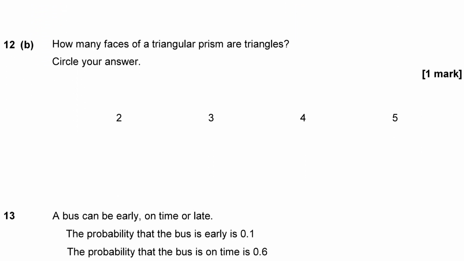Okay, 12b. How many faces of a triangular prism are triangles? Okay, again, there's no diagram here, so let's quickly sketch. Now, a triangular prism is like a Toblerone, isn't it? So you get a triangle at the front and then some straight lines and a matching triangle at the back. So how many of those faces are triangles? Well, you've got the front one, haven't you? That's a triangle, and the back one. And that's it. You've got 3 other faces, but they're all rectangles. So how many faces of a triangular prism are triangles? There are 2.